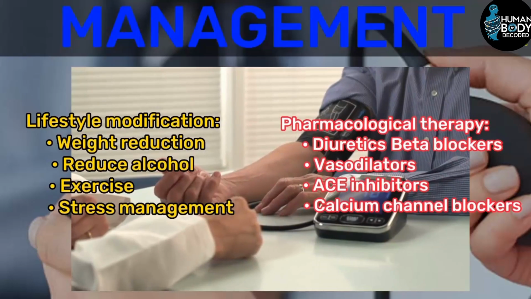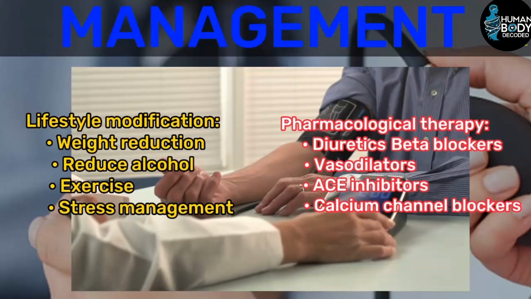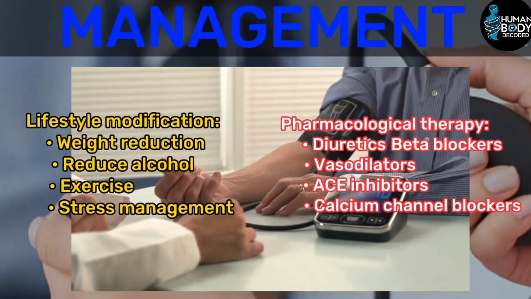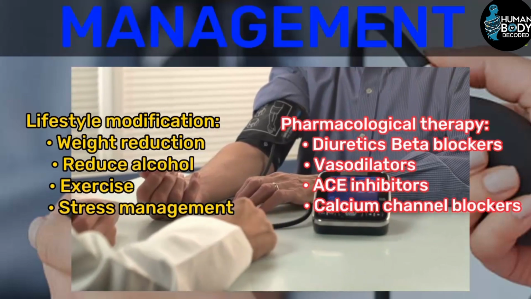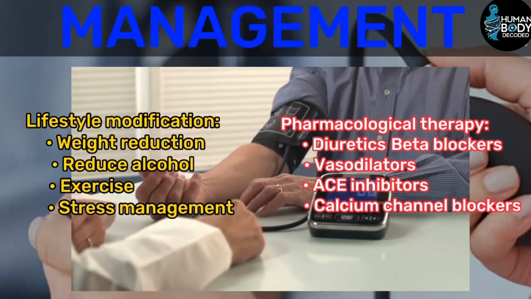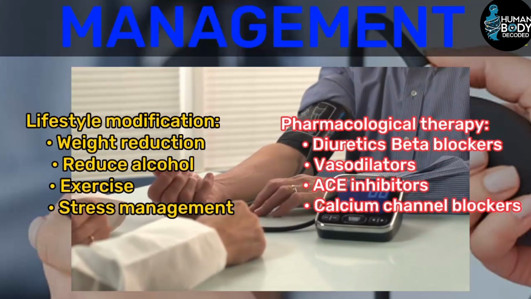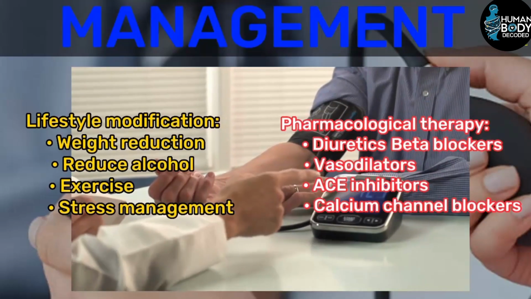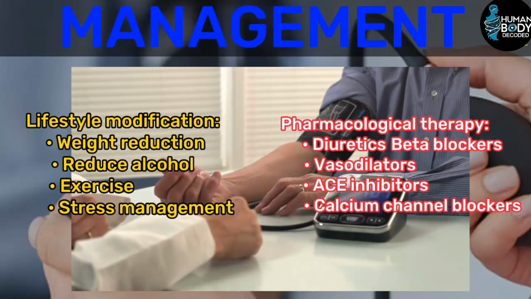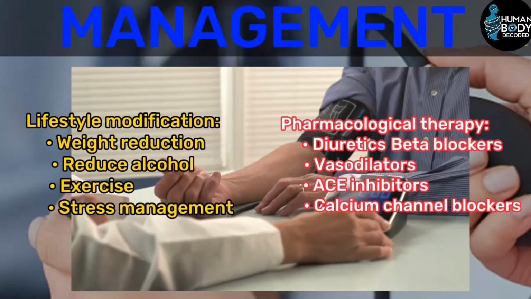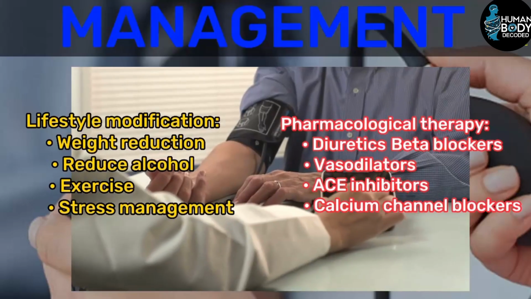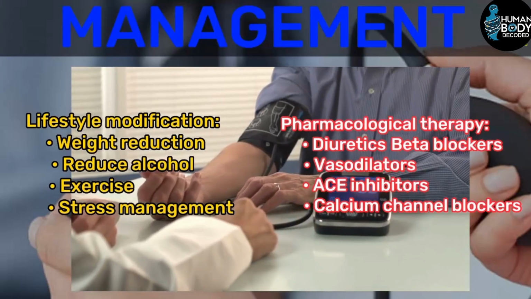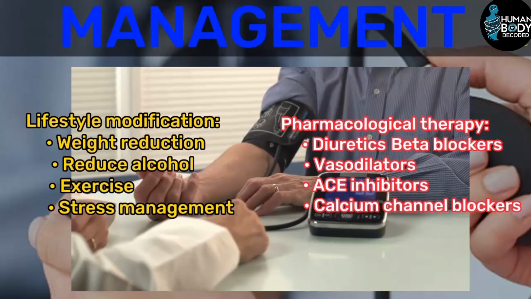The second way of management is pharmacological. We give some medications. Doctors say that if anyone has hypertension, we give them medicines from 4 categories. Either they are diuretics or beta blockers, vasodilators, ACE inhibitors, or calcium channel blockers. Now, how do these medicines act in our body, how do they maintain blood pressure? As I told you before, these 4 medicines affect one of the mechanisms through which the normal blood pressure of our body is maintained.